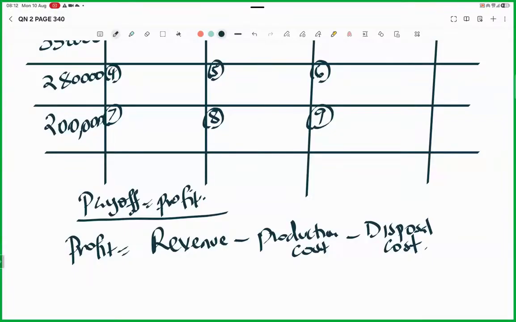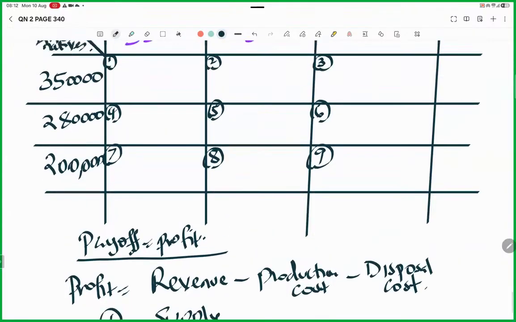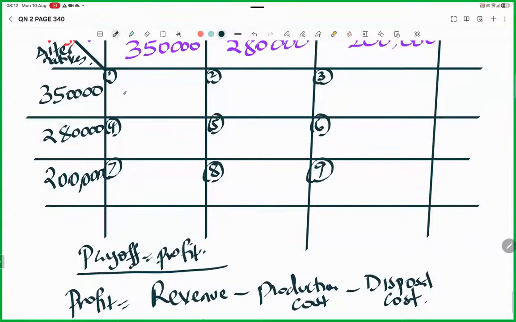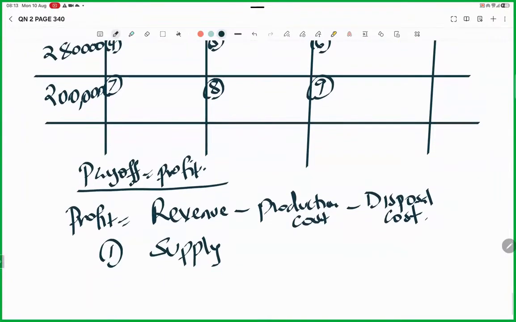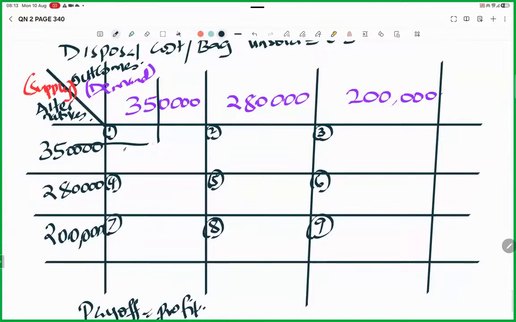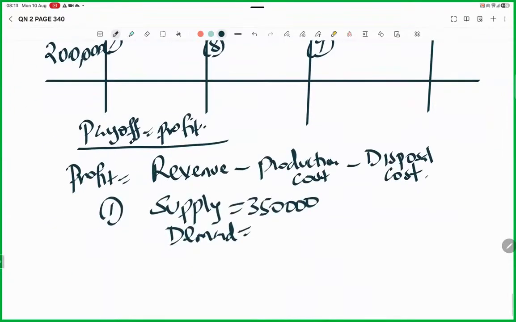So we start with cell number 1. For cell number 1, I will write down the supply. How many units are we supplying? We are supplying, or producing, 350,000. And what is the demand for cell number 1? The demand is 350,000. So here we have a perfect match. At the end of the day, we normally compare supply and demand and take the lower.